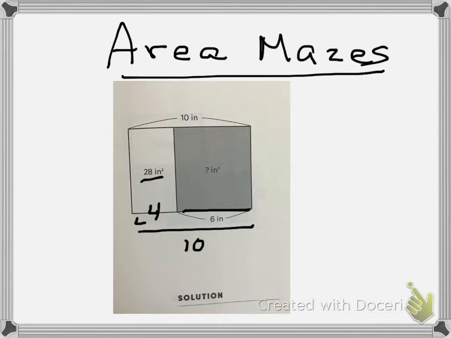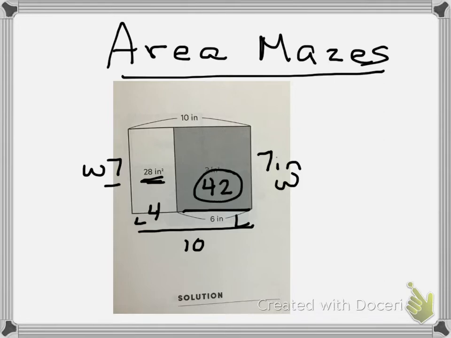If the length here is 4, that means the width must be 7, because 4 times 7 gives an area of 28. So since the width is 7 inches on the left, the width is 7 inches on the right-hand side as well. And we know the length is 6 inches. So when we multiply 6 times 7, it gives us an area of 42. So the solution is 42 inches squared.